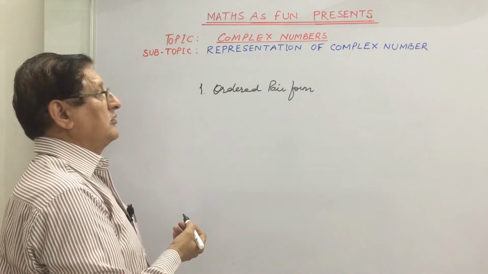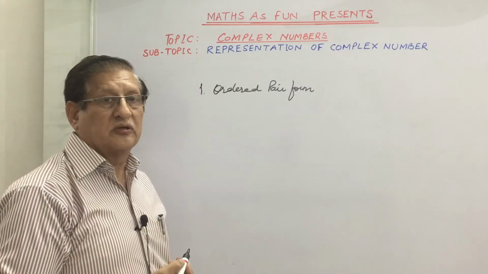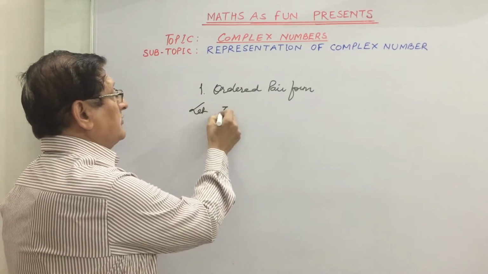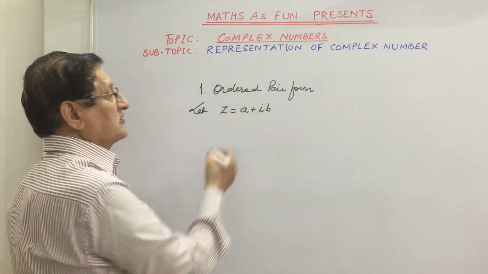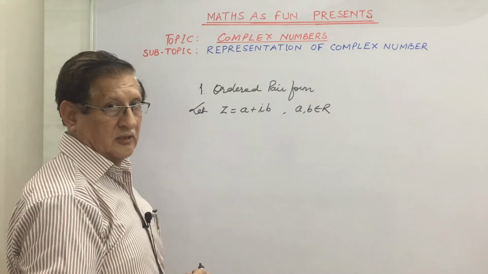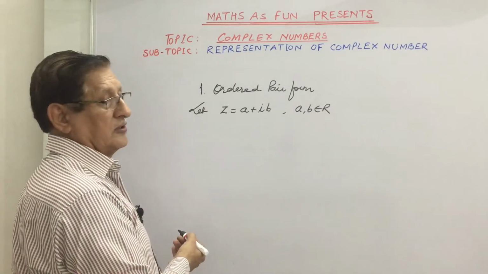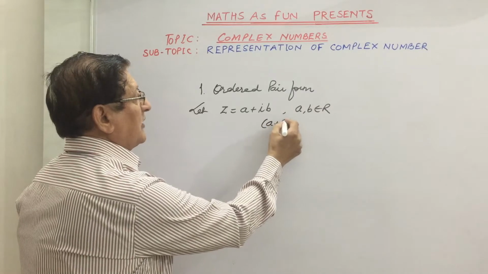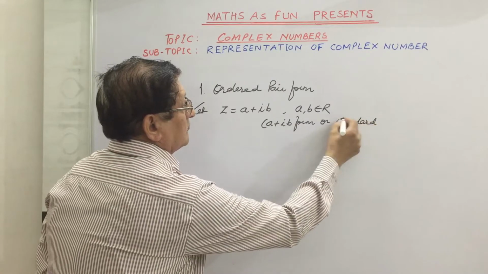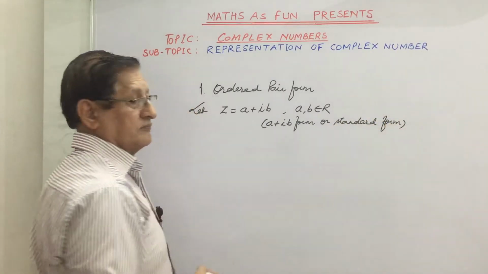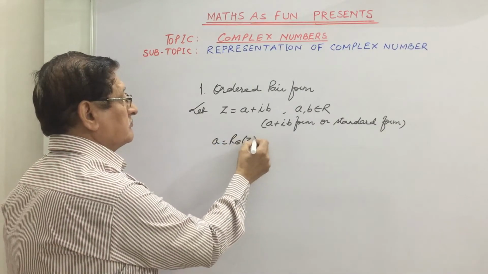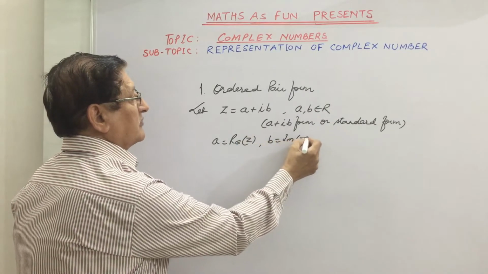In this we will be learning how we can represent a complex number in ordered pair form. See, let Z be a complex number, that is a plus iota b, where a and b are two real numbers. This form of representing the complex number is known as a plus iota b form or standard form. Now we know a is the real part of Z and b is the imaginary part of Z.